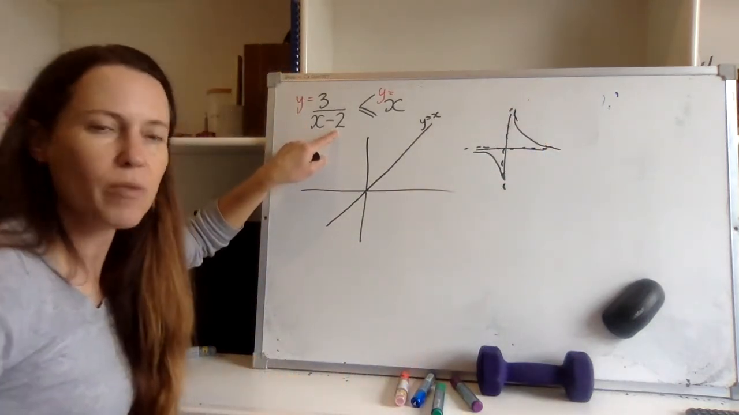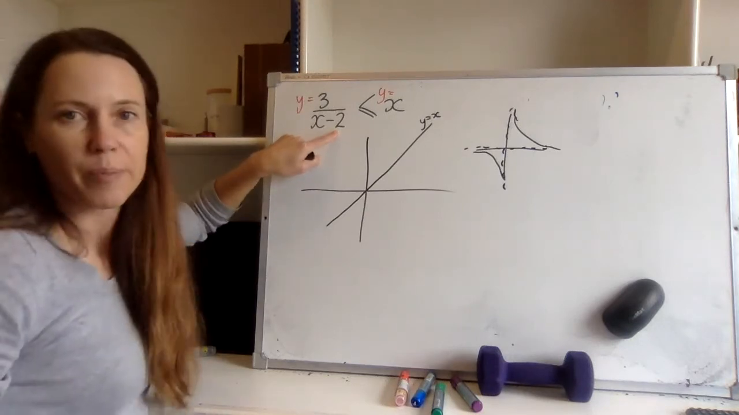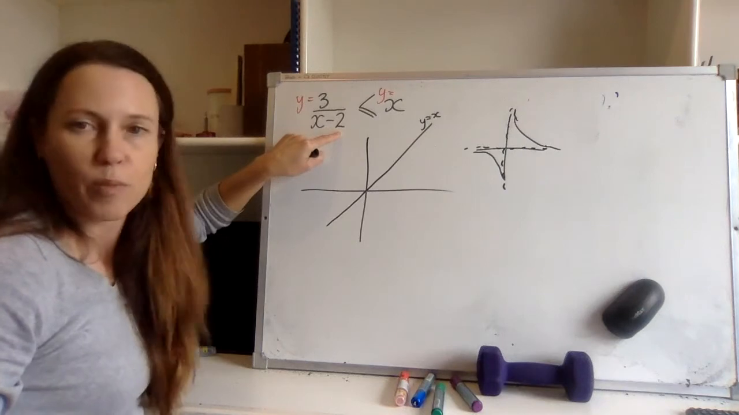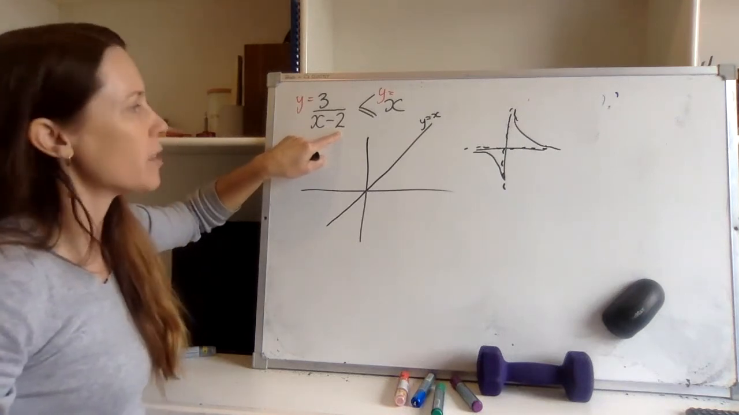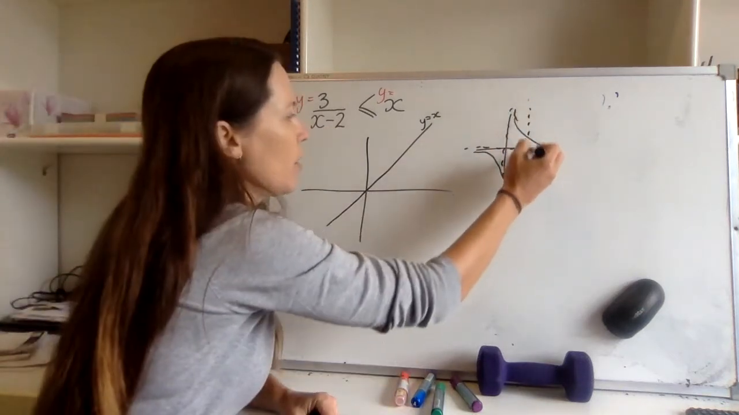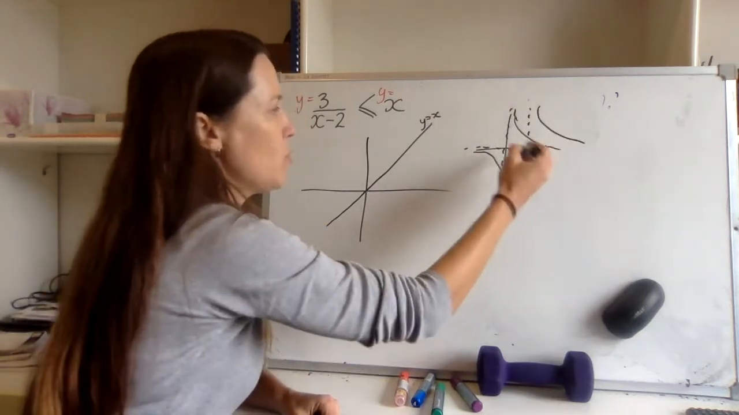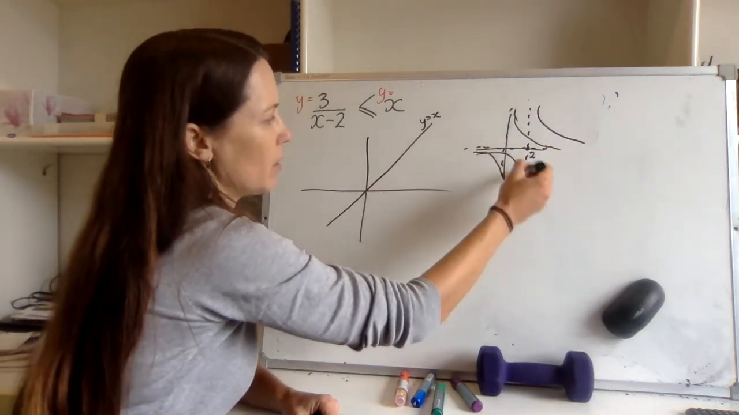It's going to shift the hyperbola across 2 units. Which way? Left or right? X minus 2 moves it towards the positive numbers, actually, doesn't it? So that means it's going to move it over here so that the asymptote will actually be at 2, and it's going to move it across. So it's going to sit something like this.